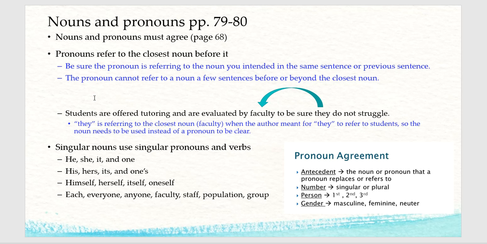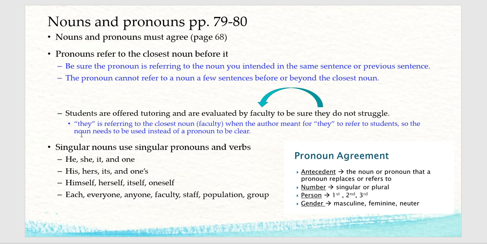So nouns and pronouns must agree in number. So when you're using a pronoun, it's going to refer back to the closest noun. So be sure the pronoun that you're referring to is actually describing the noun that you intended in the same sentence, not in a previous sentence. So the pronoun cannot refer to a noun a few sentences before or beyond the closest noun.